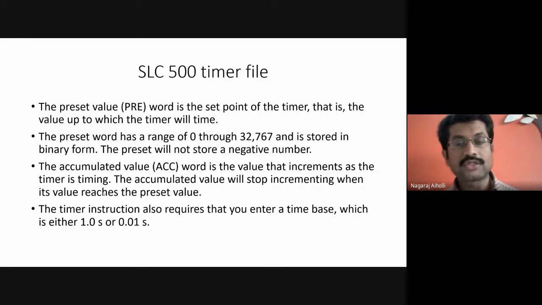The accumulated value will stop incrementing when it reaches the preset value. The timer instruction requires you to enter a time base. Time base is either 1 second or 0.01 seconds. Either we can increment the accumulated value every 1 second or every 0.01 seconds.